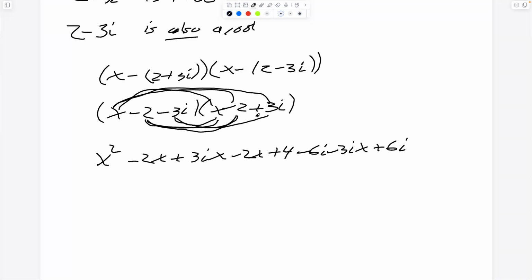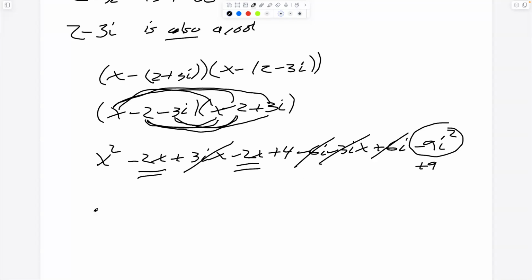I'm going to have minus 3i times positive 3i. That will be minus 9i squared. But remember, i squared is negative 1. So this negative 9i squared is really positive 9 because i squared is negative 1. Now, unless you've goofed, all your i's should cancel out. Look, negative 3ix, positive 3ix, minus 6i plus 6i. And of course, i squared is negative 1. So we've got a couple of like terms here. X squared minus 4x, and then these guys are like terms.